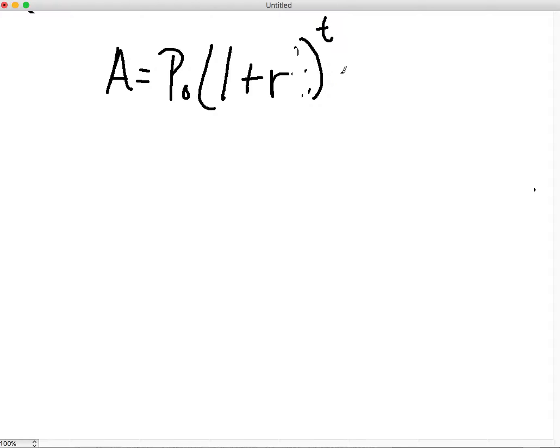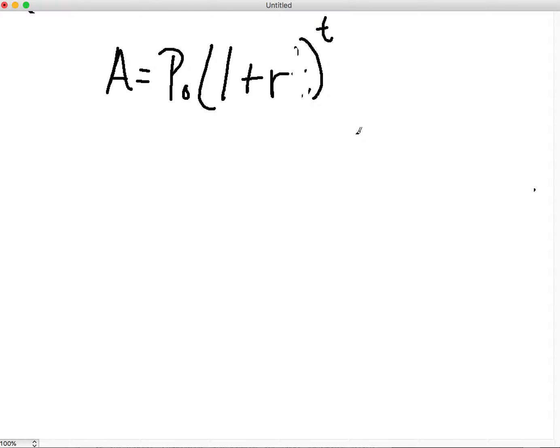Now, in this case, a couple of places where you make mistakes. R has to be a decimal. The units of R and T have to match. So if this is 5 years, but I tell you 5% monthly, I have to do 5 times 12 to get months.